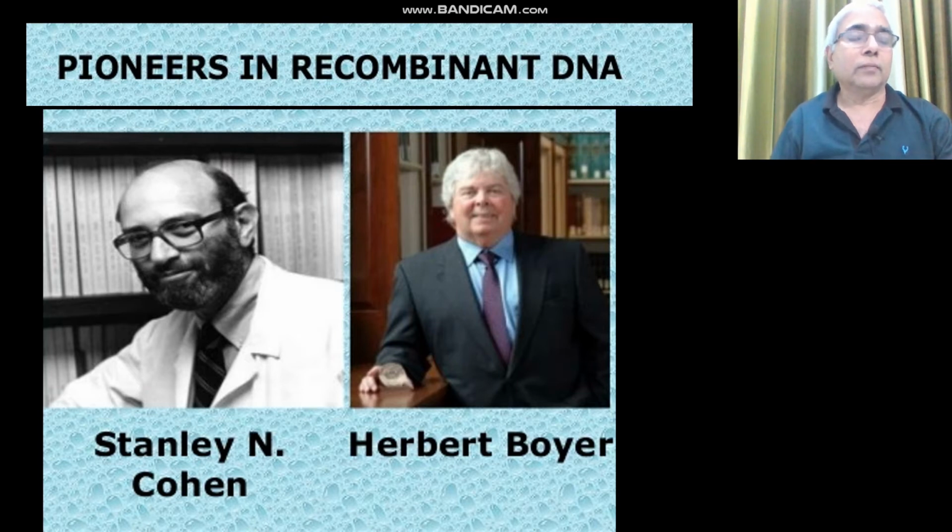Cohen was working on how plasmids present in bacteria could provide resistance against an antibiotic, while Herbert Boyer was interested in knowing the mechanism of action of restriction enzymes, how restriction enzymes work. When both these scientists met in a conference, they decided to solve their problem jointly, and finally when they worked together they came up with this recombinant DNA technology.